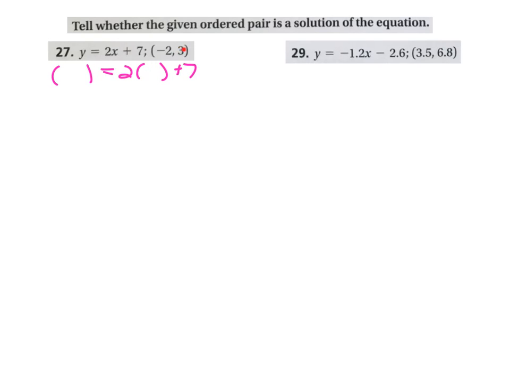Remember, y is the second variable in the ordered pair, so that's going to go there, and we will put a 3 there. And x is the first of the two coordinates, so that's going to go where x does after the 2. And let's calculate it out. This is just 3. This equals 2 times negative 2 is negative 4 plus 7. And then 3 equals negative 4 plus 7 is 3. Checks out.